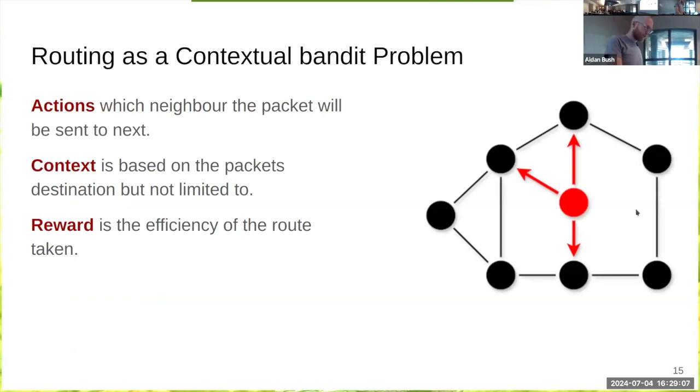So we have a network here. Let's say our agent is the one in the middle, in red. The actions are just going to be these red lines here. And then the context is going to be based on the packet's destination, but it's not limited to that. In how I've been approaching this problem, it's bufferless, but if you had buffers, you'd want that in the context. And then the reward is just the efficiency of the route, which is how many hops it takes.